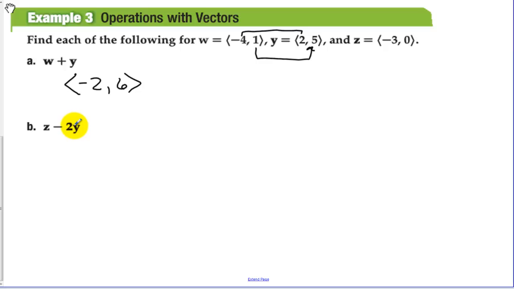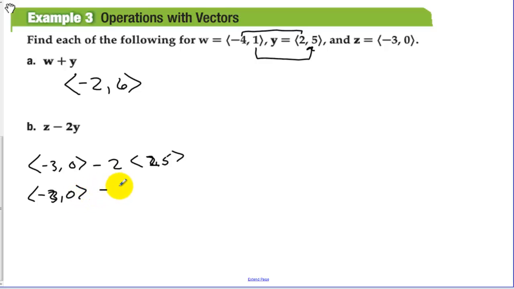With b, we have z minus 2y. z is ⟨−3, 0⟩. Then we have minus 2 times, y is ⟨2, 5⟩. And we can start out by multiplying, ⟨−3, 0⟩ minus ⟨4, 10⟩. −3 minus 4 is −7, and 0 minus 10 is −10.